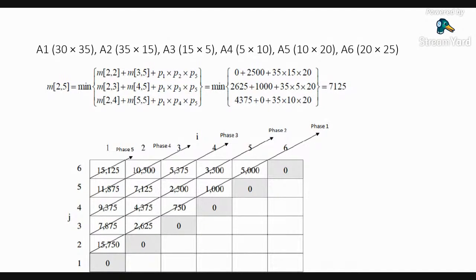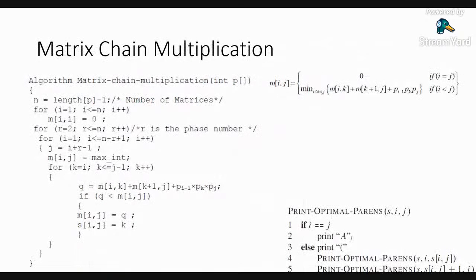See the algorithm. n is equal to length of p minus 1. First of all, we will compute how many matrices are given. Then this second line, it is running from 1 to n. Mii is set to 0, means M11 is initialized to 0, M22 is initialized to 0, M33 is initialized to 0, and so on.